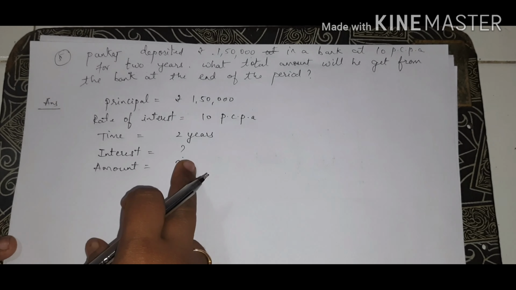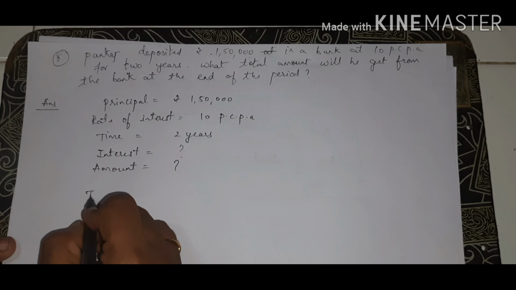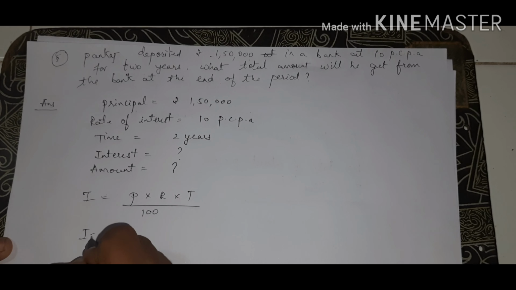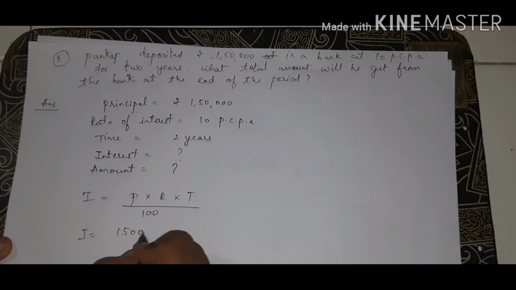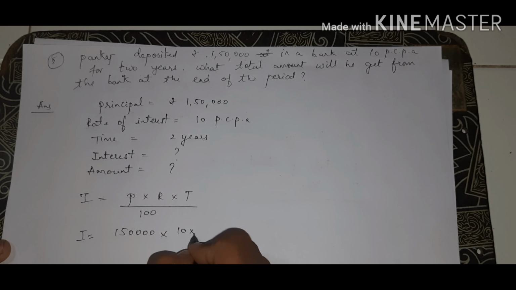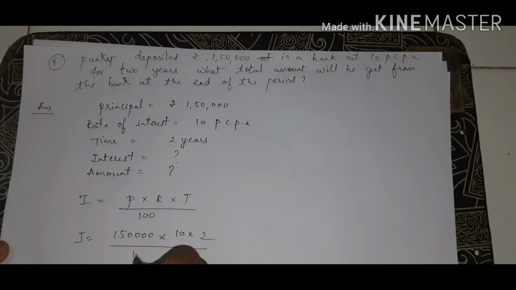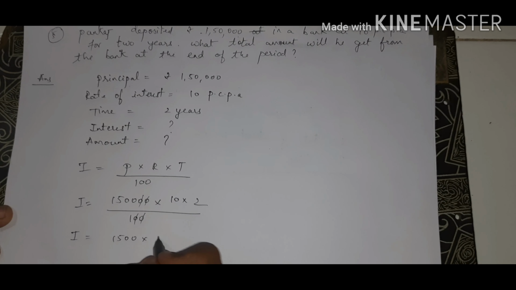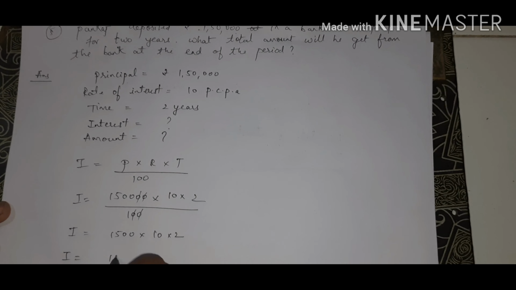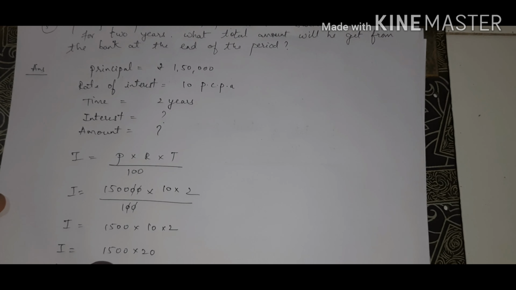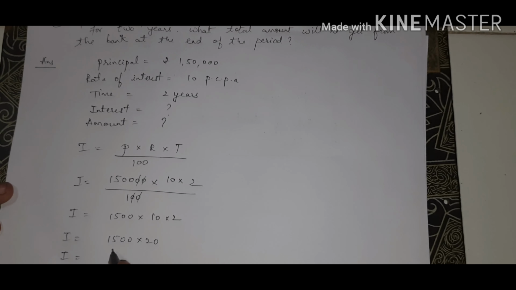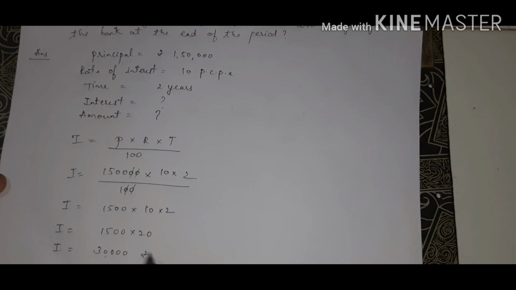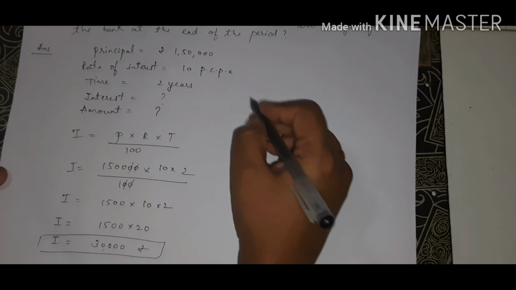So first write down the formula for finding interest. I is equal to P into R into T divided by 100. So I is equal to P, which is how much? 1,50,000 into rate is 10 into T, time is 2, divided by 100. Cancel these zeros. So what is remaining? 1,500 into 10 into 2. So I is equal to 1,500 into 20. If you multiply this 1,500 into 20, you will get 15 twos are 30, and these 3 zeros, 30,000. So how much is the interest? 30,000.